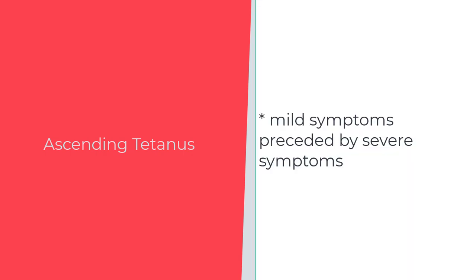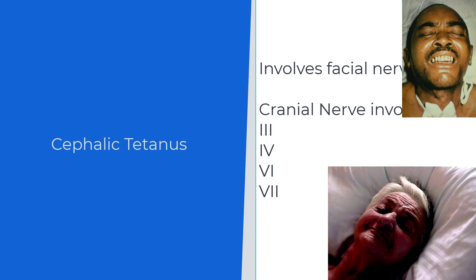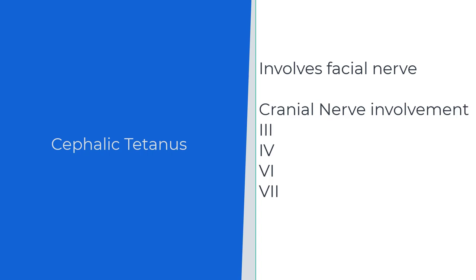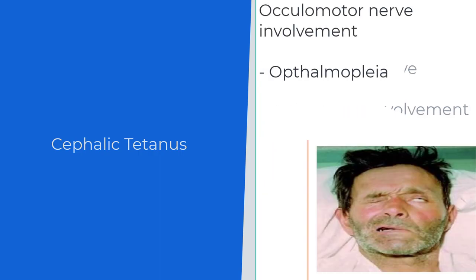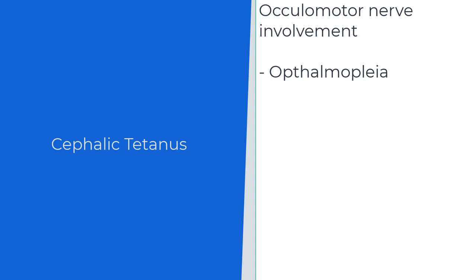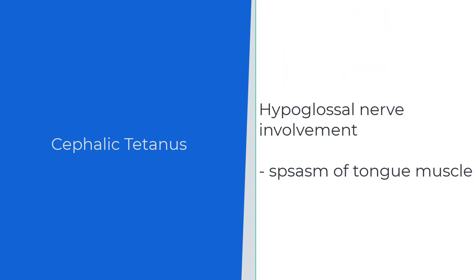Ascending tetanus is the type of tetanus in which the signs and symptoms progress from below upwards, which means the mild symptoms appear first and become severe with time. Cephalic means involving head, and the cephalic tetanus involves the facial nerves and ultimately the facial muscles are involved. Nerves 3rd, oculomotor, 4th, trochlear, 6th, abducens, and 7th, facial are most commonly involved. When the 3rd or the oculomotor cranial nerve is involved, it results in a condition called ophthalmoplegia, which is an abnormal eye movement due to eye muscles paralysis. When the 12th nerve, called the hypoglossal nerve, is involved, there is a spasm of tongue muscles.